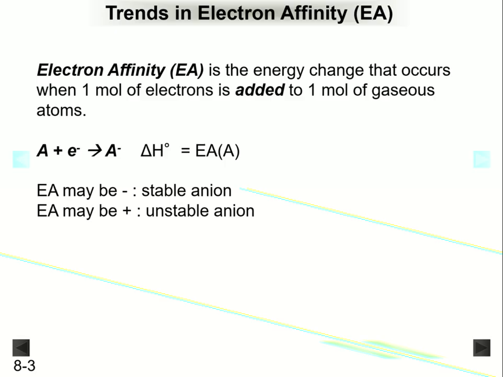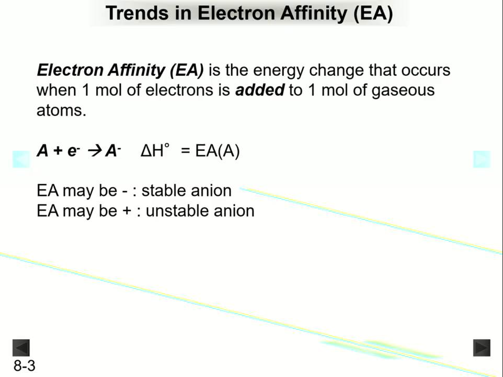The electron affinity can be negative, and that would be a delta H being negative. That would be an exothermic process. That's a stable anion. Or the electron affinity may be positive, and that occurs when we have an unstable anion. That would be a delta H which is a positive value, that is endothermic.